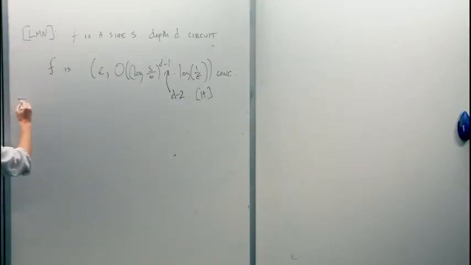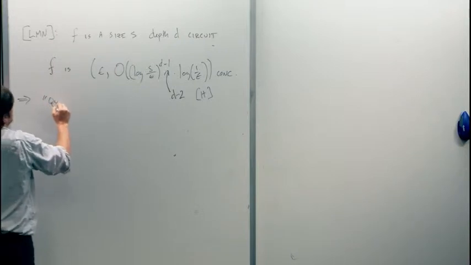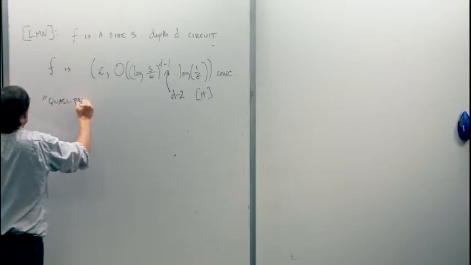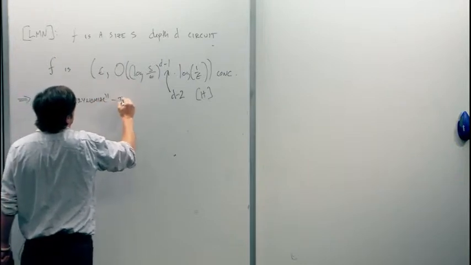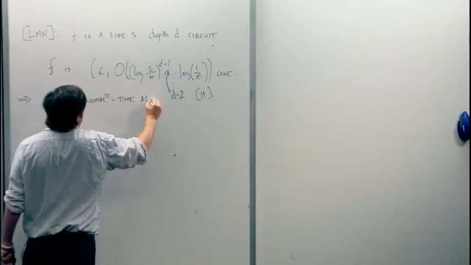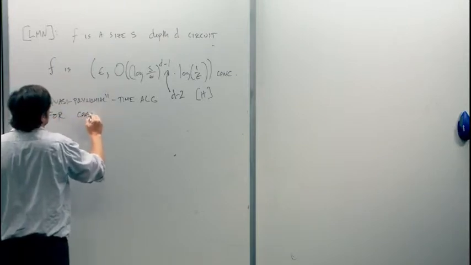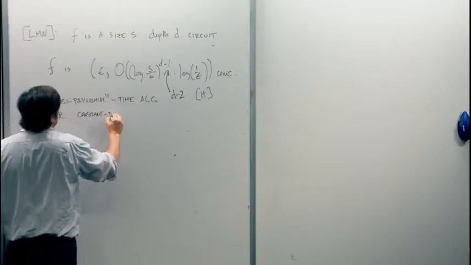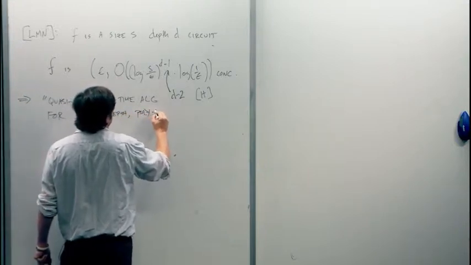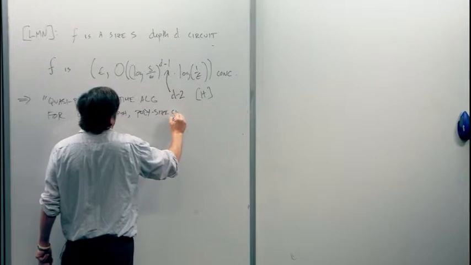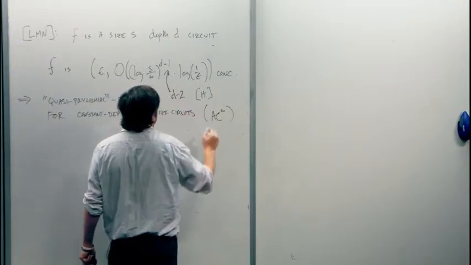And this immediately implies a quasi-polynomial time algorithm for constant depth polynomial size circuits, also known as AC0.